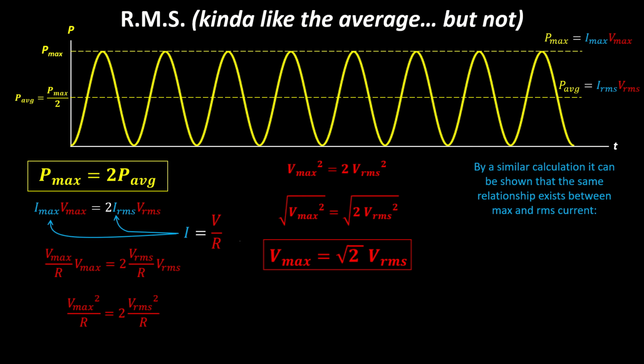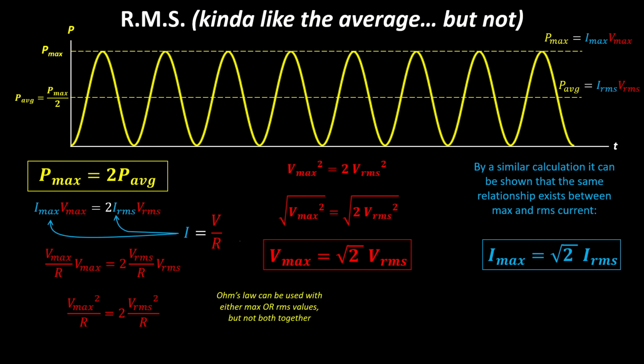You can do a similar calculation for current. Instead of in that step where I replaced the current using Ohm's law, I could have replaced the voltages and put them in terms of current. And you can do the same thing and show that the maximum current is also the square root of 2 times the RMS current. So the scale factor to go between RMS and maximum values is the square root of 2. You can use Ohm's law with either maximum or RMS values, but not both together. So for example, you could use that the RMS voltage is the RMS current times resistance, or that the maximum voltage is the maximum current times resistance, but you can't mix and match between them.